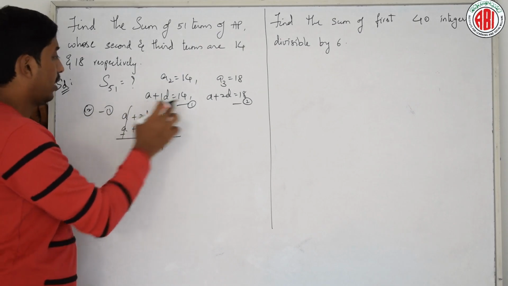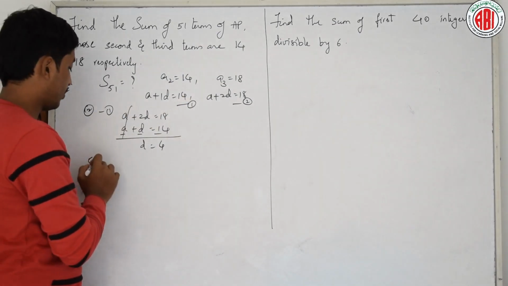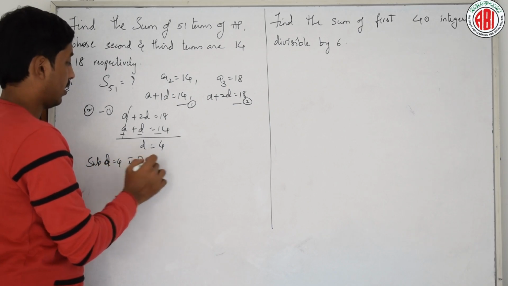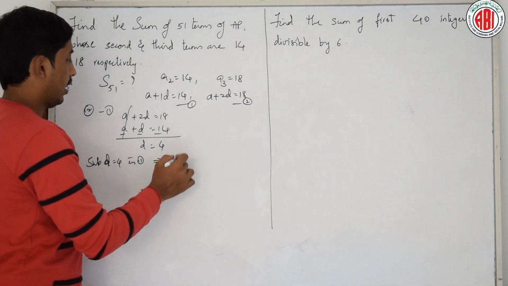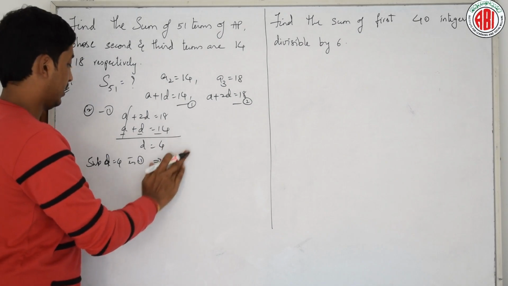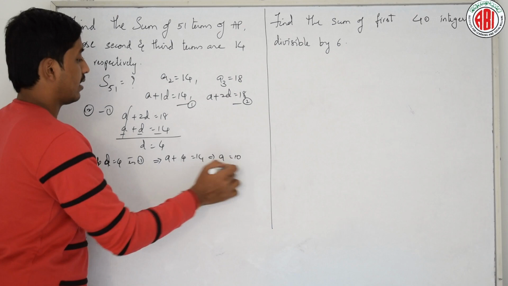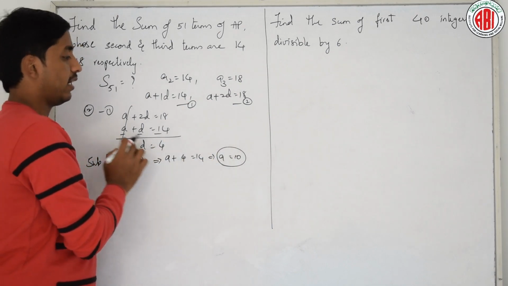Substitute D equal to 4 in 1 or 2. Substitute D equal to 4 in 1. What happens? A plus D. What is D? 4. A plus 4 is 14, which means A is 10. I got the values of A and D.